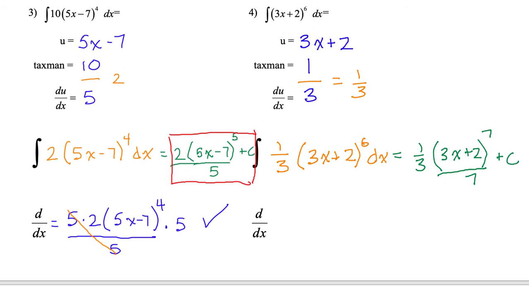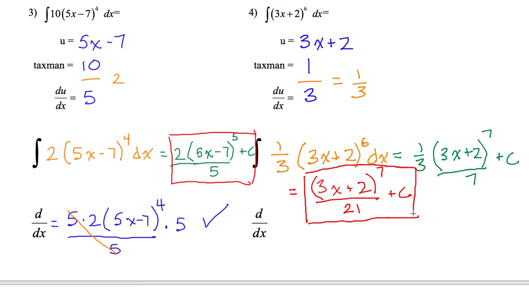Let's go ahead and simplify that a little bit more. This is actually equal to, I'm just going to put that 3 and 7 together on the bottom. So I still have 3x plus 2 to the power of 7 all over 21 plus c. There's our final answer, nice and simplified.